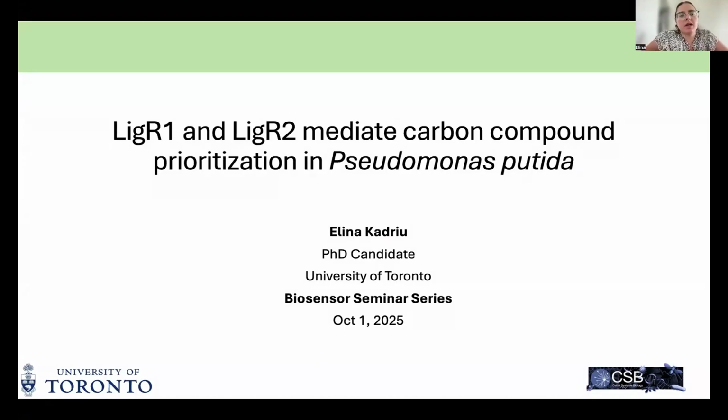Today, I'll be presenting my most recent work, which is on LigR-1 and LigR-2, two IclR type transcriptional regulators, and how they control carbon compound utilization in Pseudomonas putida.